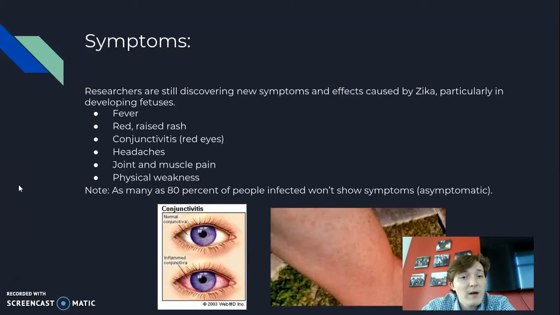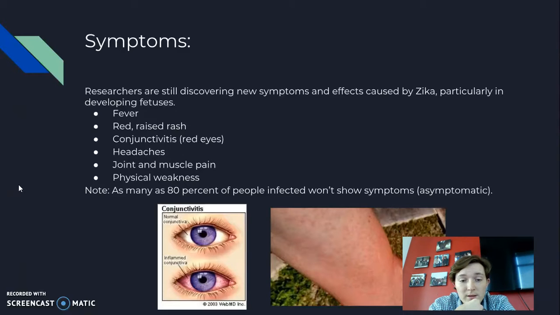Moving on to the symptoms now, researchers are still discovering new symptoms and the effects caused by Zika. They're particularly focusing on the developing fetuses involving the Asian strain. But some of the main symptoms include fever, red raised rash, conjunctivitis, headaches, joint and muscle pain, physical weakness. But an interesting note is that about 80% of people infected won't actually show symptoms. In other words, they're asymptomatic.